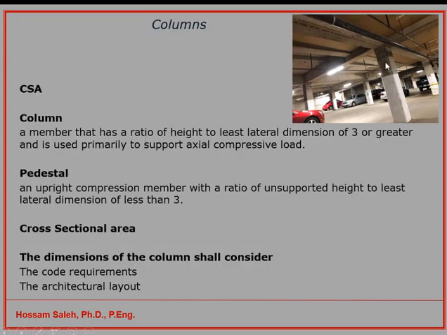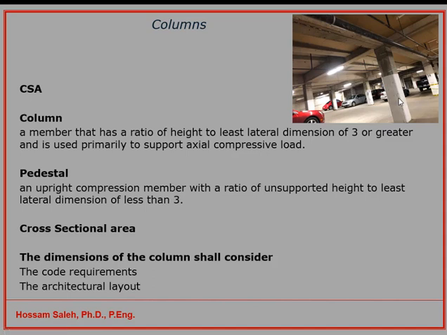Now, the definition of the column in the Canadian Standards Association code defines a column as a member which has a ratio of the height to the least cross-sectional dimension of more than 3. So if you look at the least cross-sectional dimension, it is this part, and that's the height. If you divide the height over the width and it's more than 3, then you are talking about a column. If this ratio is less than 3, for example if the column is only that high, then you can talk about a pedestal. And that's for the height and cross-section definition.